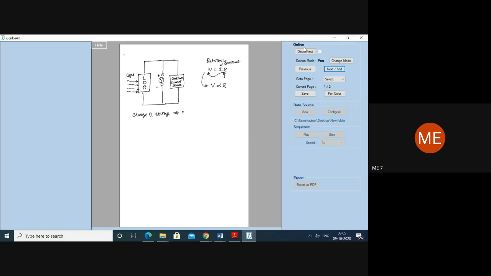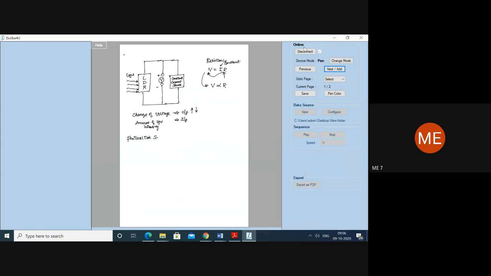The change of voltage is going to be your output, and the input is the amount of light intensity. The increase or decrease in the output voltage is a measure of the amount of light intensity present. So this is related to photoconductive sensors.